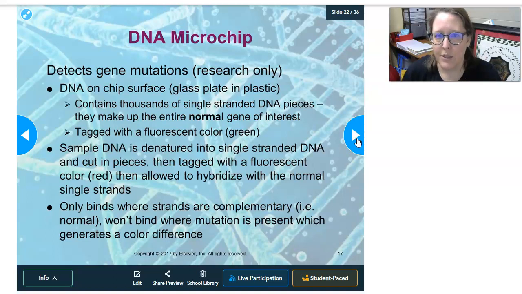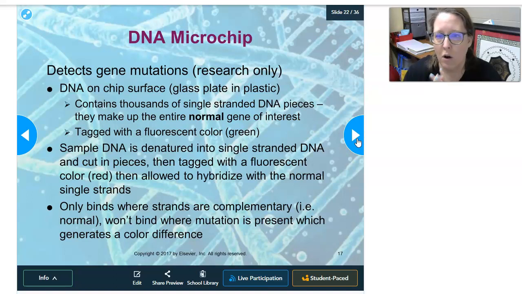So some of the applications then, the first one is the DNA microchip. We're going to talk about this. It detects gene mutations. It's mainly used in research. The way it happens is DNA is put onto a chip surface, usually a glass plate in plastic. And the DNA that is loaded on there contains thousands of single-stranded DNA pieces. And they make up the entire normal gene of interest. So we're just looking at one specific gene at a time.